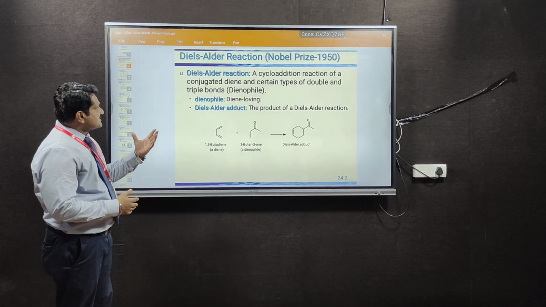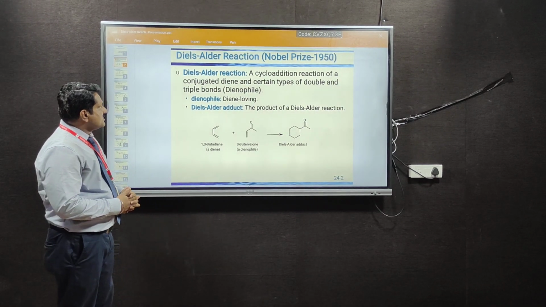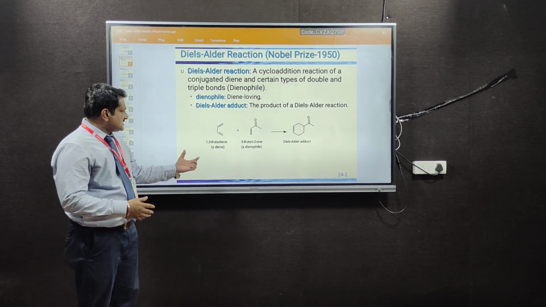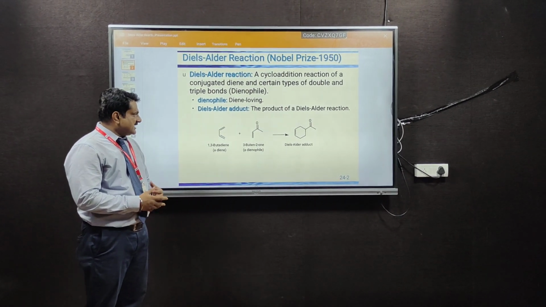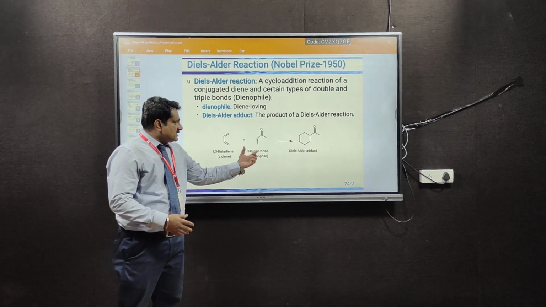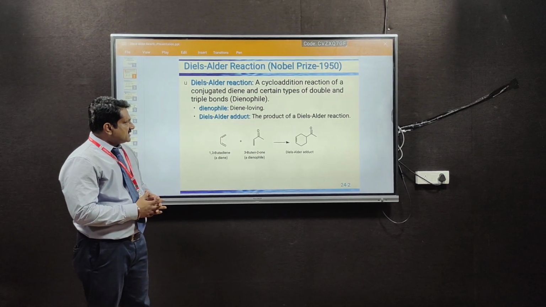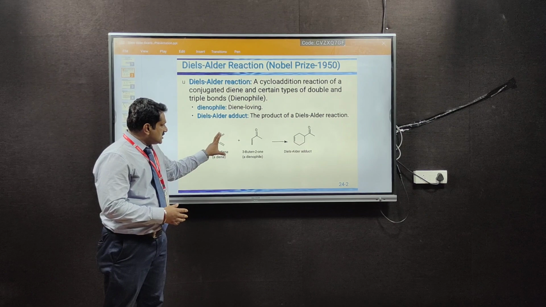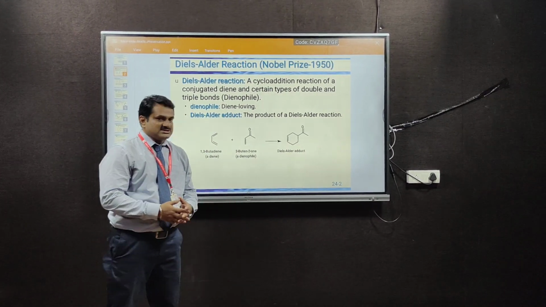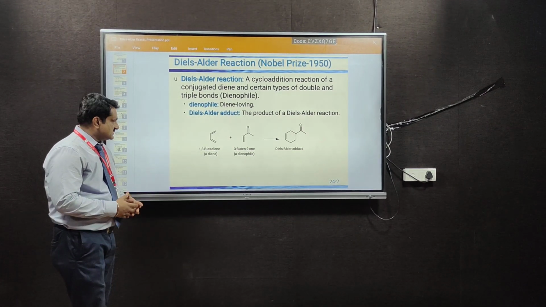As we know, this Diels-Alder reaction is basically a type of cycloaddition reaction. We have one substrate, 1,3-butadiene, which we can consider as a diene, and on the other side we have a dienophile. It is basically a 4+2 cycloaddition reaction. Here we eventually have a 6-membered adduct, which we call the Diels-Alder adduct.